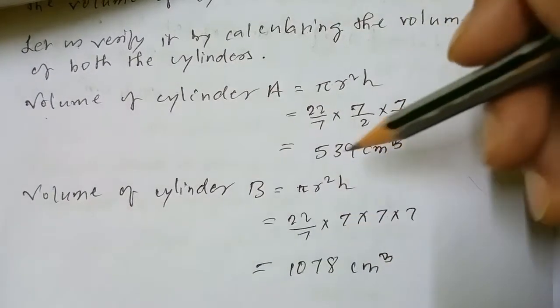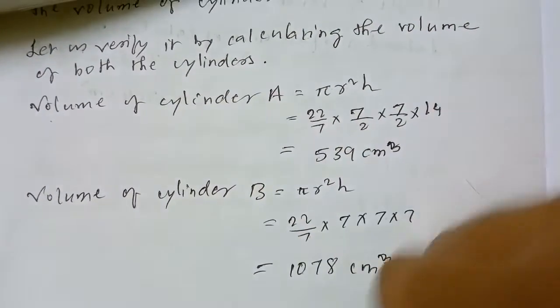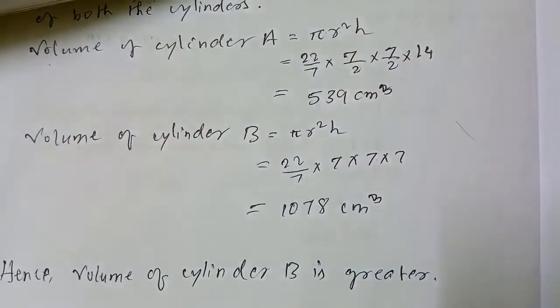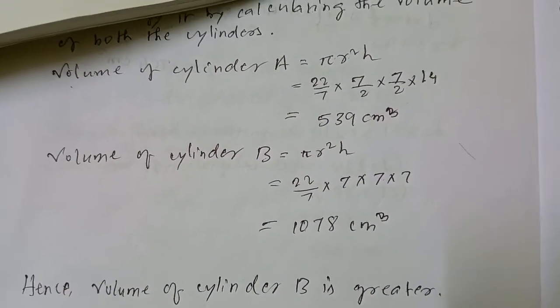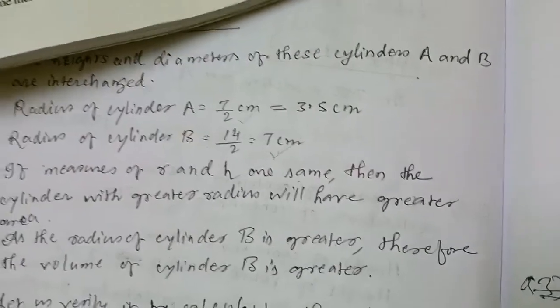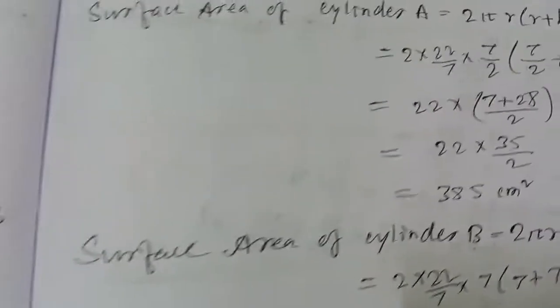So whose volume is greater? Cylinder B volume is greater. Okay, hence the volume of cylinder B is greater. Now we will find the surface area. Whose surface area is greater now? Now let us see the surface area.